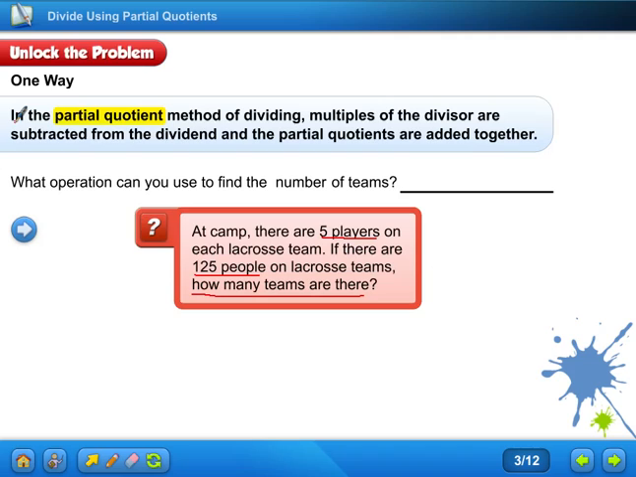One way we can solve this is using partial quotient, which is a method of dividing where multiples of the divisor are subtracted from the dividend and the partial quotients are added together. Oh my gosh, that's probably what you're thinking right now. Don't worry, it's not that hard. We did this last chapter in chapter 3. We did it with multiplying. Now we're just doing it the opposite way because now we're dividing. So don't worry, calm down. I'll show you how to do it.